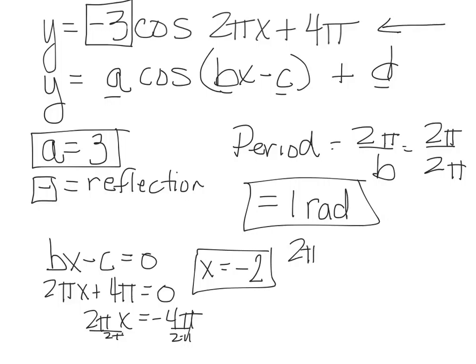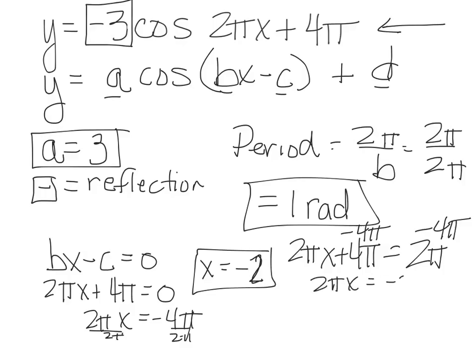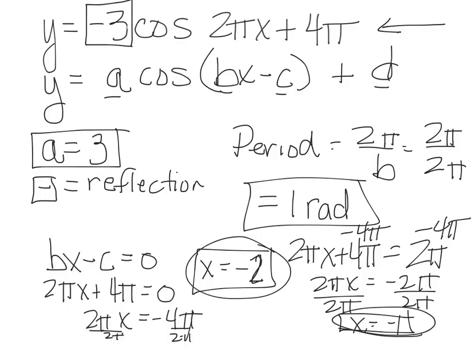If we do 2 pi x plus 4 pi and set it equal to 2 pi, now we'll find out where this should end, but I can pretty much make a prediction. If it starts at -2 and the period is 1 radian, this better end at -1. Let's see if that's what happens. Subtract 4 pi, 2 pi x then equals -2 pi. Divide by your 2 pi, and sure enough, x equals -1. All right, so here's where we're going to start, and here's where we're going to end in one period of this graph.